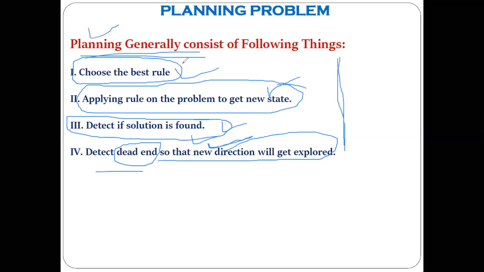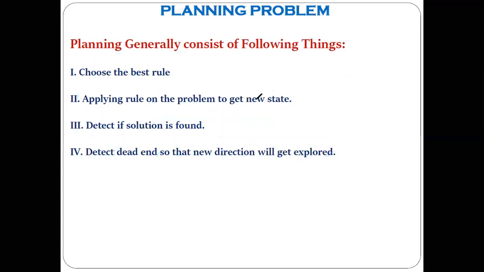Understood. Just keep in mind, we'll apply this in the example: choosing the rule, applying the rule, and trying to find out whether we have reached the solution. If we have not reached the solution, again perform another action and search in another direction and try to reach that goal state.